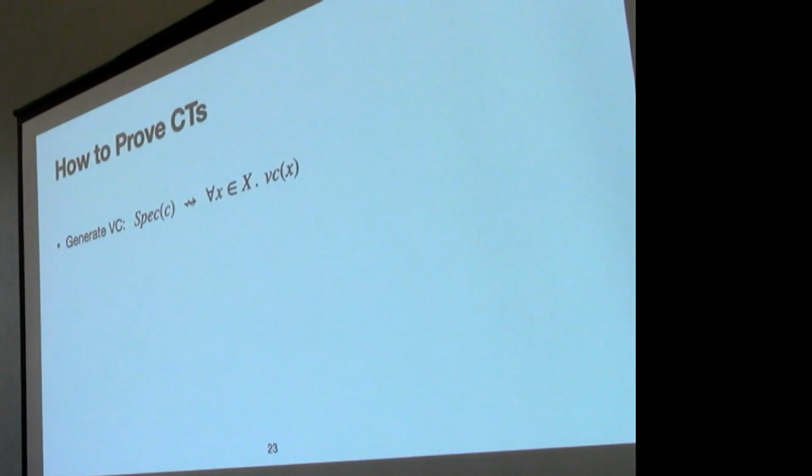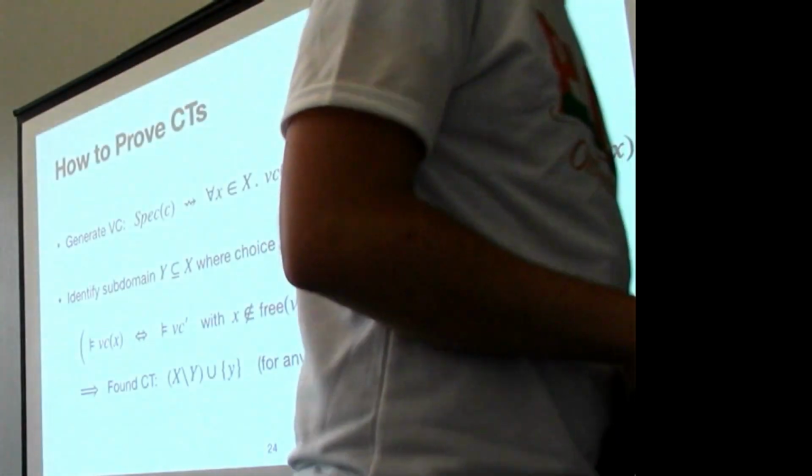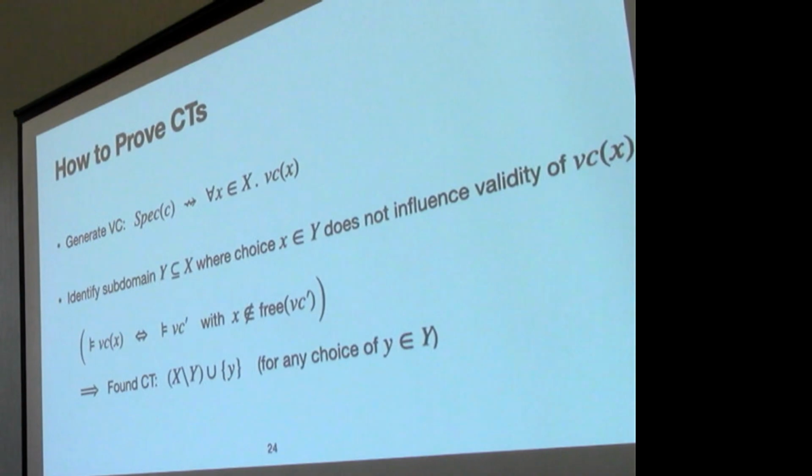And our approach to verify that a subdomain is a completeness threshold essentially consists of 2 steps. So the easy part is that we take the spec and we automatically generate a verification condition. So the verification condition here has the form for all x in the domain, some formula spec holds, given that x is actually the variable for which you want to get a CT. And then the hard part is the second step. So what we do is essentially we have to manually study the verification condition and come up with a subdomain y for which we believe that as long as we stay in this subdomain, then the concrete choice for x shouldn't affect whether or not our verification condition actually becomes true or false.